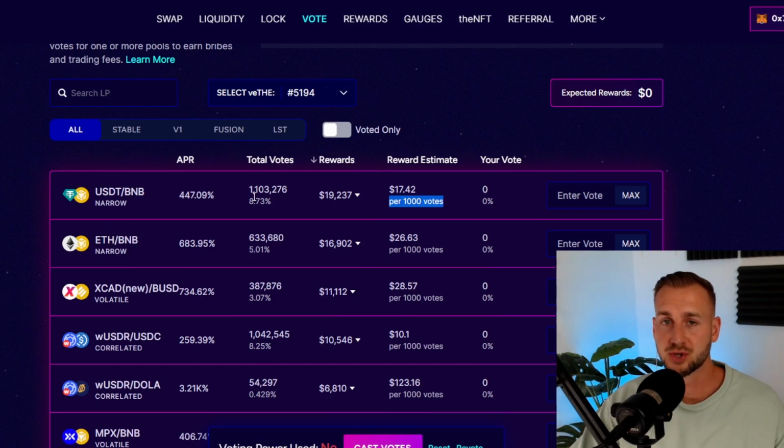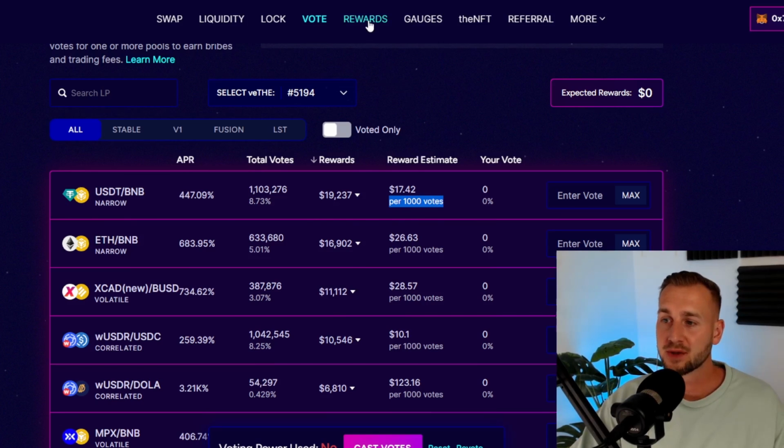1,000 votes costs you $200 locked up, and then you're receiving $5 back in these rewards per week. That is $20 per month. So that is 10% of your initial investment back after just 1 month. And then on top of that, as we mentioned, the swapping fees from these pairs goes to veTHE holders as well. So you'll get the bribes plus the swapping fees for the week on top.